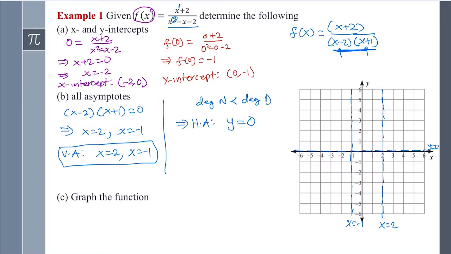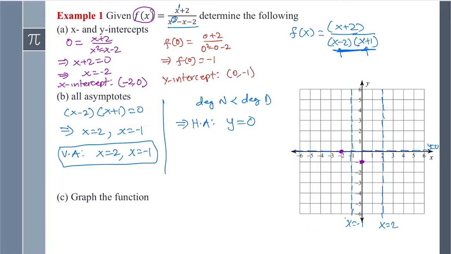Now the next thing we are going to do is put in our x and y intercepts. So the x-intercept is -2, which is right here. And the y-intercept is -1, which is right here. Now let's start from the left side of the vertical asymptote, that is x equals -1. So what happens to the graph on this part of the graph? Okay, so let's go ahead and figure that out.